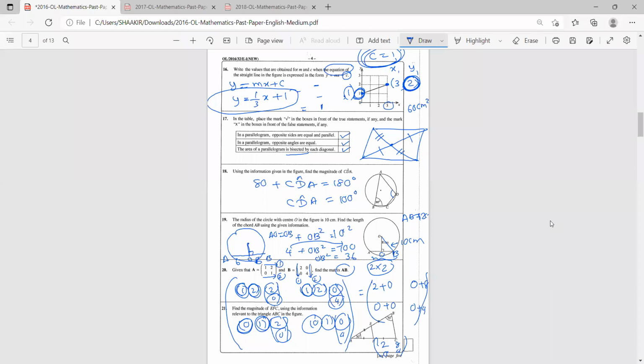Okay, so I have clearly explained in that video how to multiply the matrices. If you don't understand here, go and watch that.